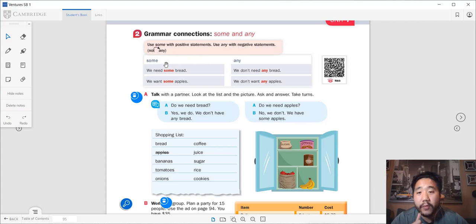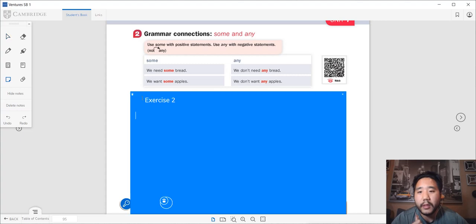So here we have, for some, we need some bread. We want some apples. For any, we don't need any bread. We don't want any apples. Okay, I think I'm gonna give you more examples.